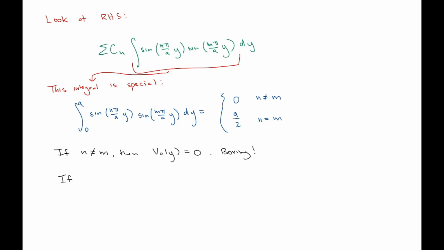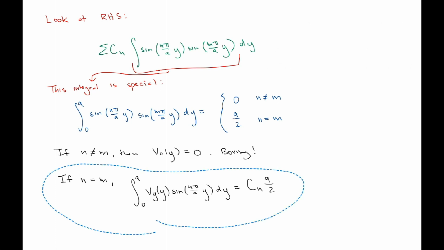So let's think about terms, again, where n now is equal to m, okay? In that case, I get something more interesting. Then I get the integral that I was left with on the left-hand side, which looks like that, is going to be equal to my coefficients times a divided by 2. Okay, hopefully you guys can see where we're going with this. I'm going to copy this to the next slide.